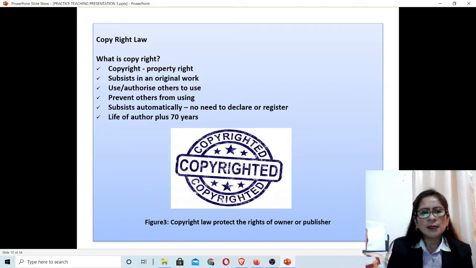Copyright law. What is copyright? Copyright is a property right that subsists in an original work, to authorize others to use it or prevent others from using it. It subsists automatically, with no need to declare or register. The term is the life of the author plus 70 years. Copyright law protects the rights of owners or publishers.